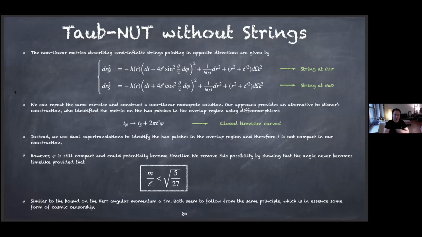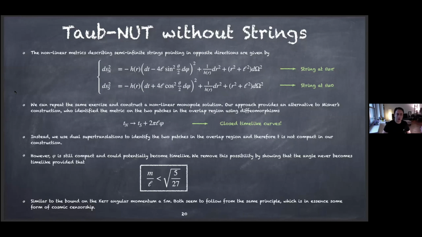This can be extended to a nonlinear solution using the metrics that describe two semi-infinite strings pointing in opposite directions. And we can repeat the same exercise as I did for the asymptotic monopole. And this approach that I presented provides an alternative to Meissner's construction. Meissner did precisely what Juan and Ed said. He identified the two patches. So basically the approach was similar, but he didn't know about dual supertranslations.